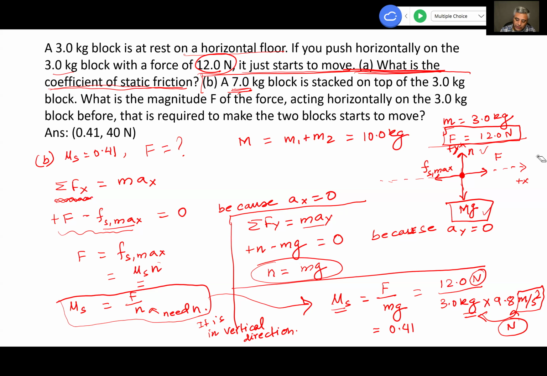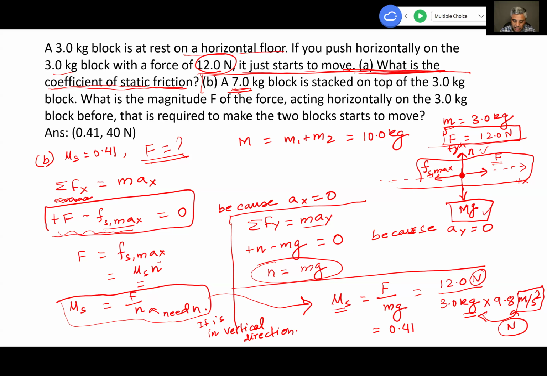So in this case, we want the applied force, okay? And again, the applied force is related to this, let's say opposite to this friction force. So we can use this equation in the x direction and use basically the same equation, okay? Same equation, and Fs max is still this same thing, okay?